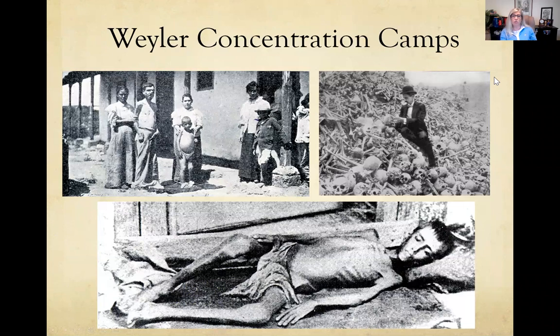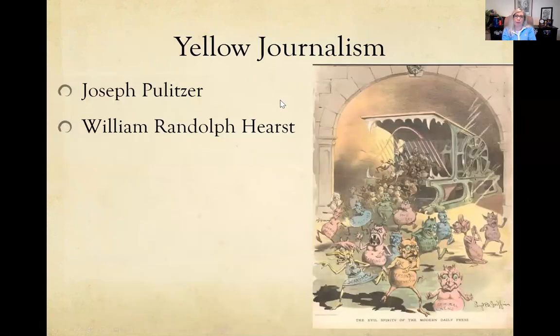Here are the conditions in the concentration camps. It was horrific, horrific. Mass starvation was going on here. It's not going to be the same as the concentration camps that we know Hitler imposed on Jews in World War II in terms of mass extermination. But people died in large numbers in these camps because of lack of food and clean water. So stories of this start to be reported in the newspapers of William Randolph Hearst and Joseph Pulitzer.